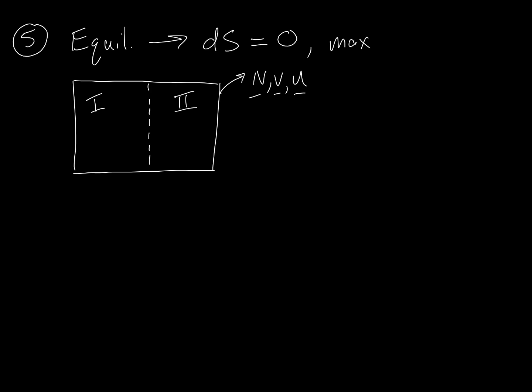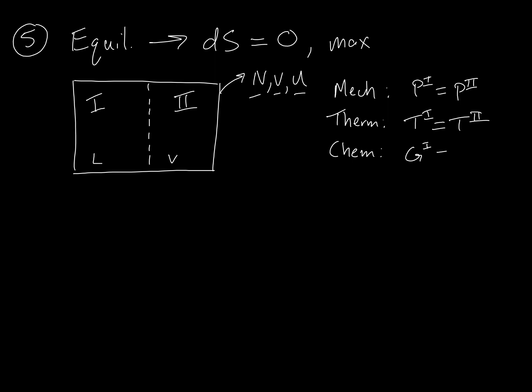So from this, we developed three equilibrium relationships. We had mechanical equilibrium, in which case the pressure of chamber 1 had to be equal to the pressure of chamber 2. For example, chamber 1 could be a liquid, chamber 2 could be a vapor, it could be two solid phases, it could be two liquid phases. We had thermal equilibrium, where temperature 1 is equal to temperature 2. And we had chemical equilibrium, where the Gibbs of phase 1 had to be equal to the Gibbs of phase 2.